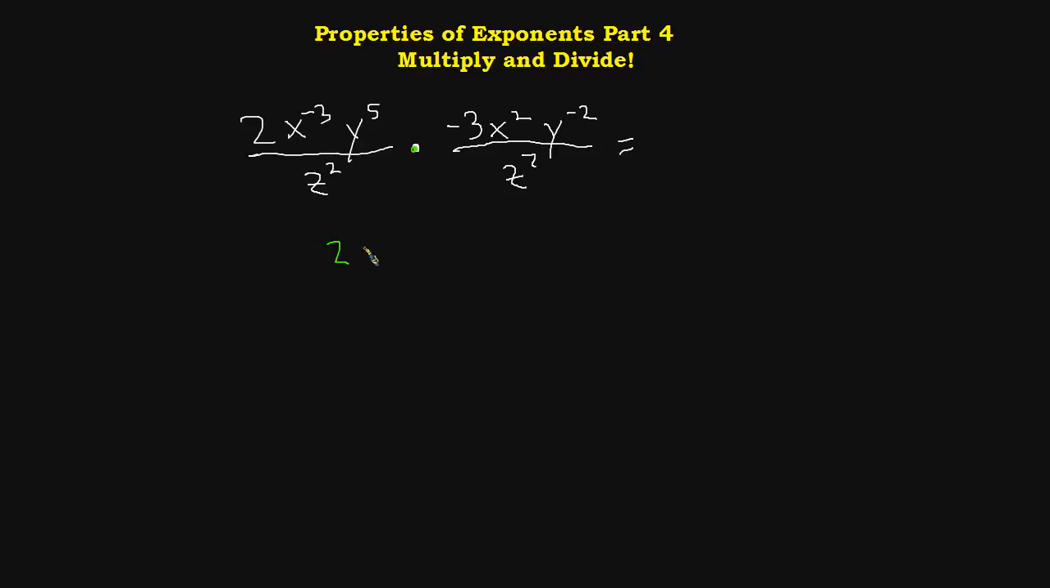It's really 2 times x to the -3 times y to the fifth times -3, oops, make that a negative sign, there we go, times -3 times x squared times y to the -2, all in the top of one fraction, over z squared times z to the 7th. Okay, that's all it is. When we multiply, it's really just like having one big fraction.